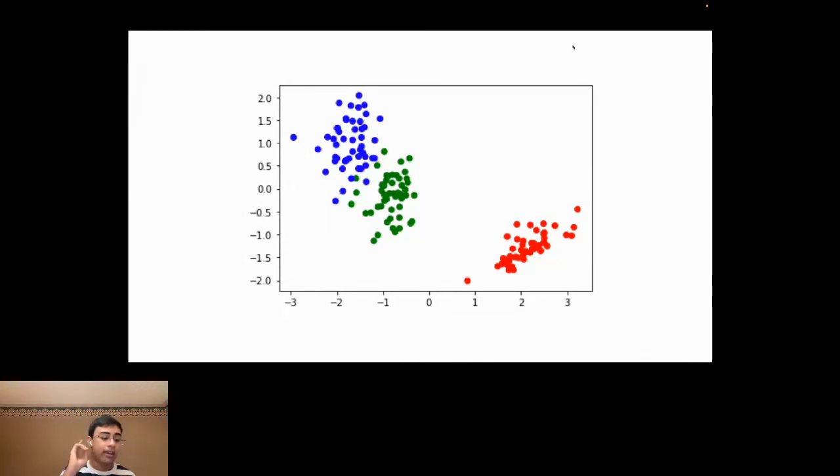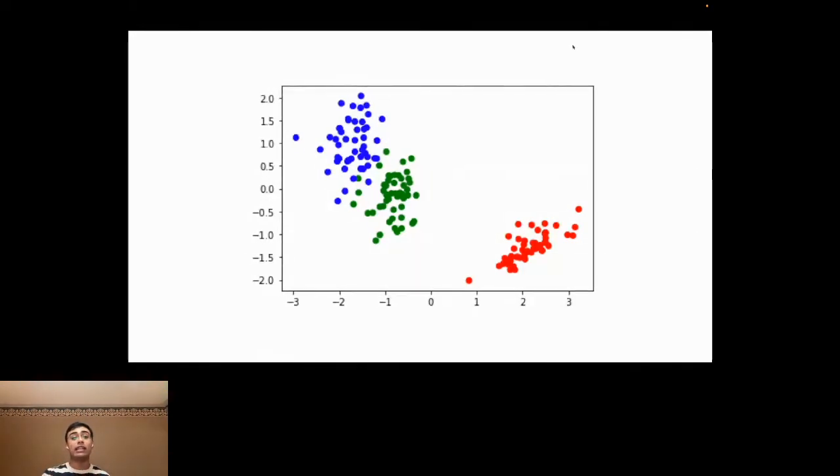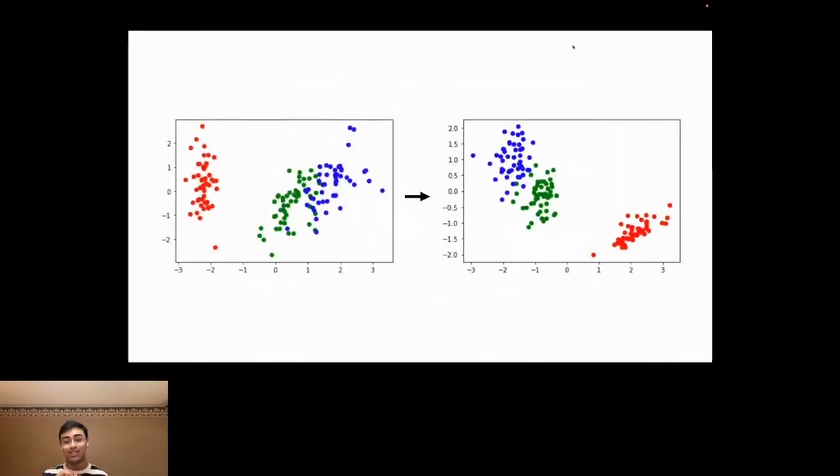But here's the thing. I might have hidden something from you. This isn't the original iris flower data set. This is. The data on the left is the original data set. And try drawing a line between green and blue now. It's not going to work out that well.